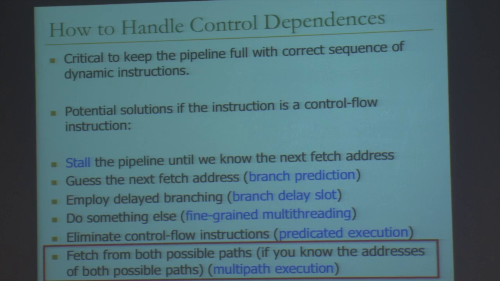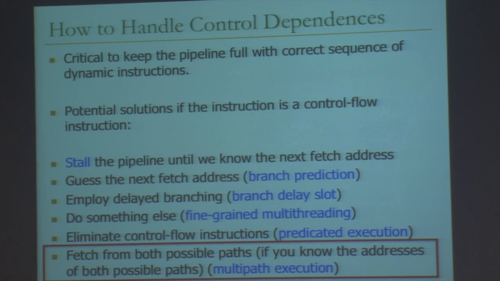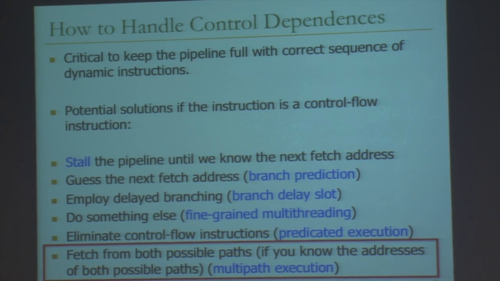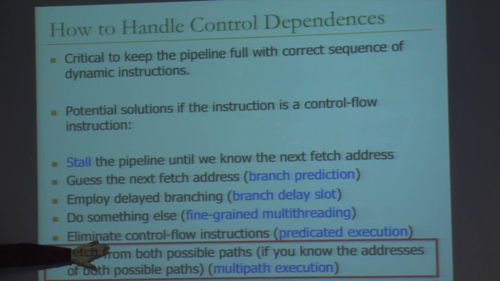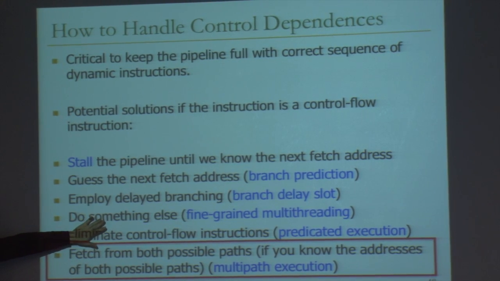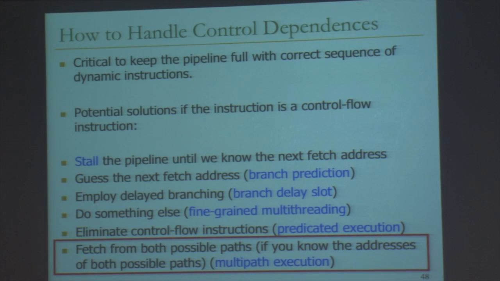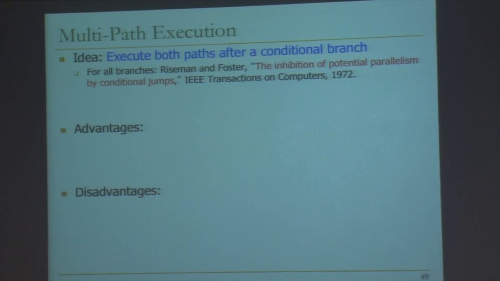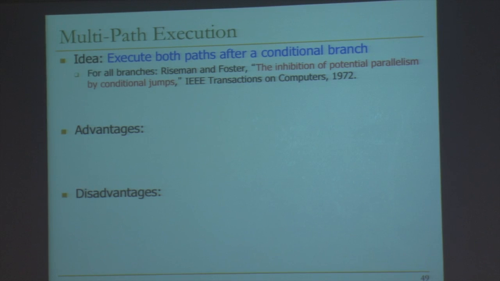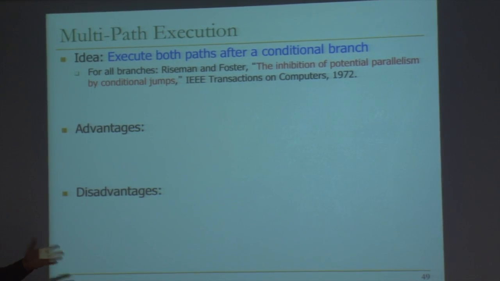OK. Yeah, we still have some time since you brought this up. So we'll finish this. This is a very simple idea. This is the last thing I'll cover in branch handling. And this is the idea of fetching from both possible paths. It's called multipath execution. Well, the idea is simple. Execute both paths after a conditional branch, right?